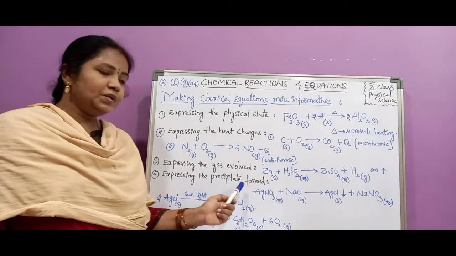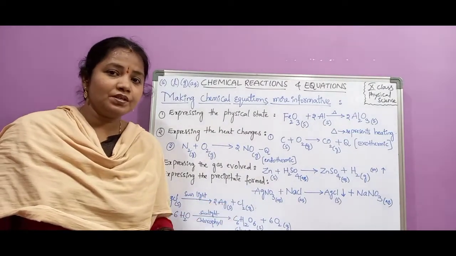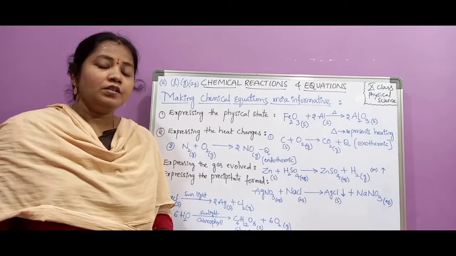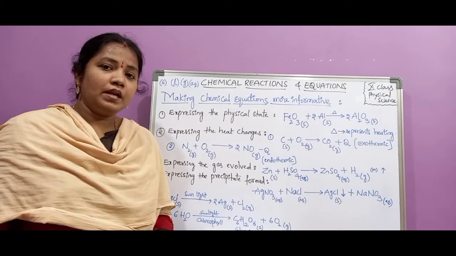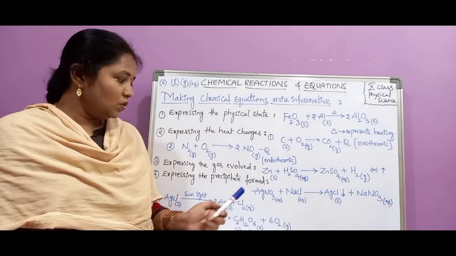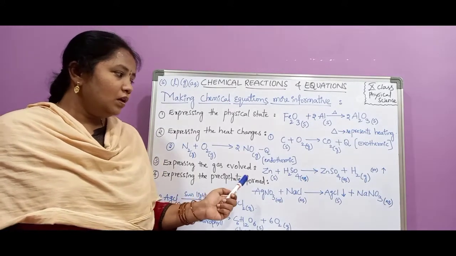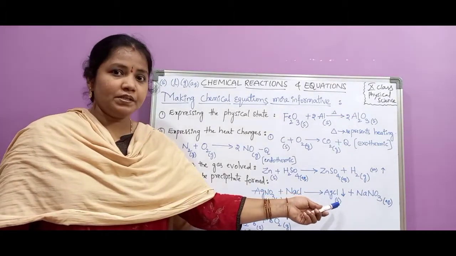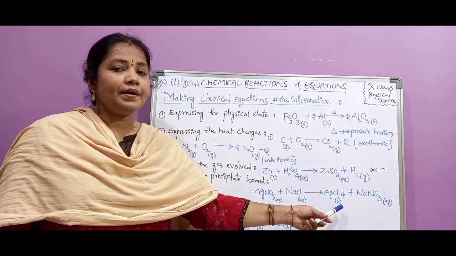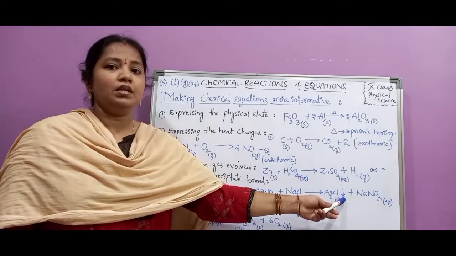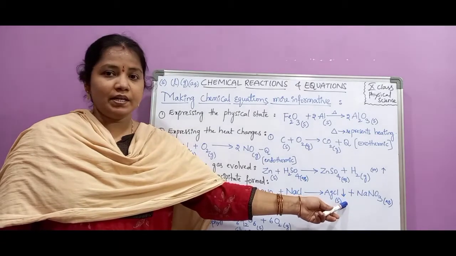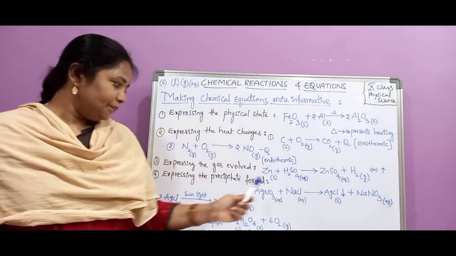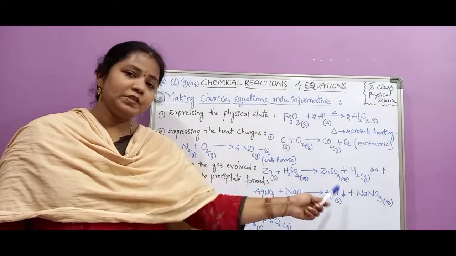Similarly, expressing the precipitate formed. During some chemical reactions, some precipitates are formed. Precipitates are insoluble solids, curd-like in form. So when a precipitate is formed, beside the product formula which is the precipitate, we have to write an arrow mark in the downward direction. An arrow mark in the downward direction indicates that this product is in the solid state, that means the precipitate form.